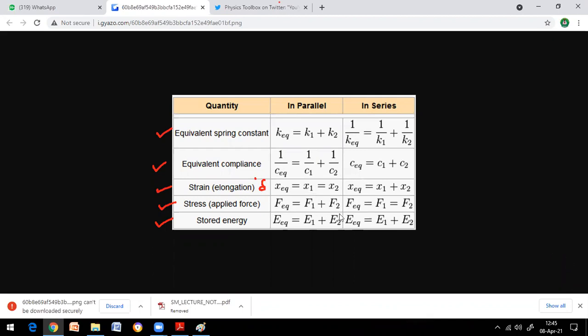Okay, did everyone note it down? Then I can show you the real applications of springs which are connected in series and parallel. Fine, did you note this down?